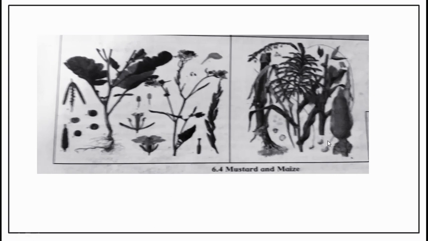Then examples of monocots are maize, wheat, bajra, and examples of dicots are groundnut, mango, mustard. These are examples of dicot plants.